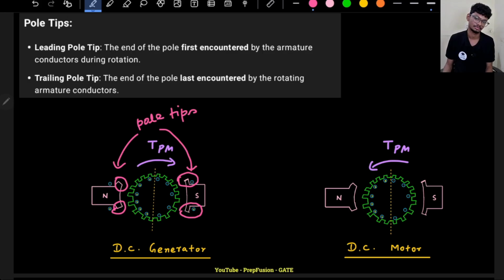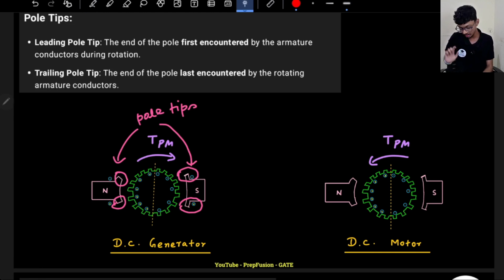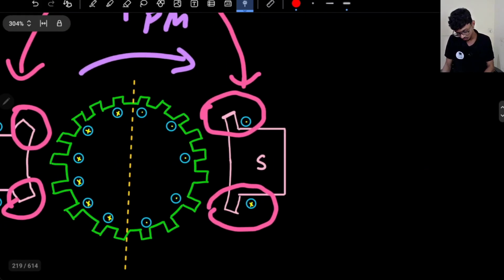These are my pole tips. Out of this, which one is leading and which one is trailing? The leading one will be the one that the armature will encounter first. If I rotate in the clockwise direction, which pole tip am I encountering? This one, right? This one I will encounter first. If I am discussing this pole, which pole tip will I encounter first? This one or this one? If I rotate in the clockwise direction, I will always encounter this pole tip first. So this will be the leading pole tip.